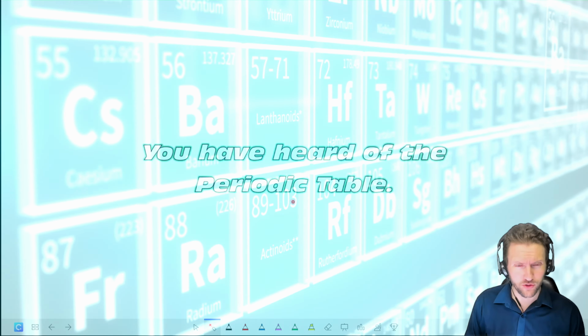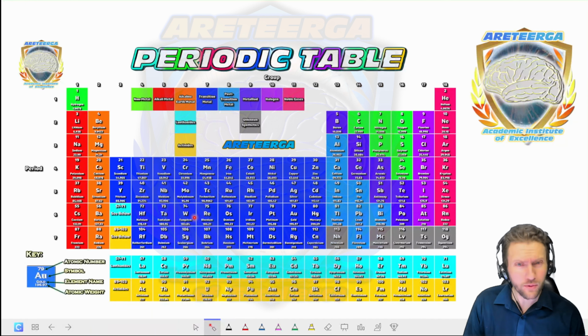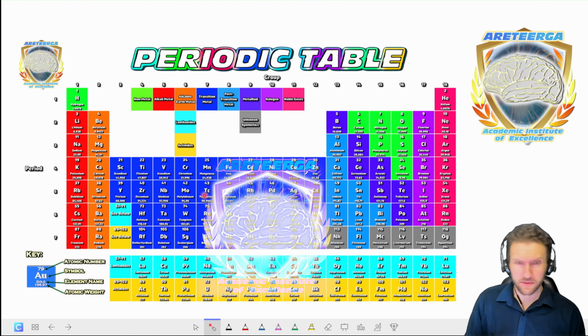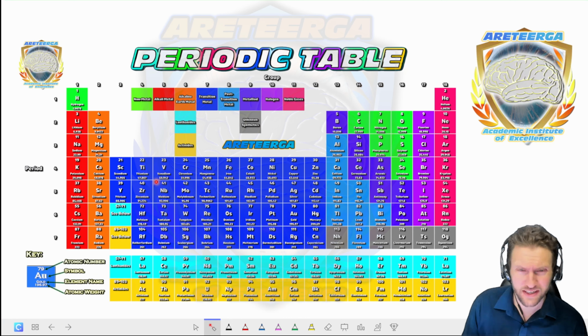You have heard of the periodic table. You know, that large and complicated table with all the elements. Oh, this one looks pretty well designed. Now, really complicated on initial glance, this table's quite daunting, and I'm sure you've had trouble trying to memorize it.